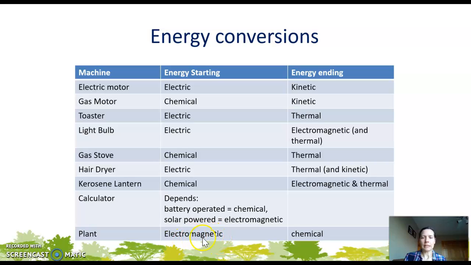Calculator is kind of a different sort of answer, depending on what kind of calculator it has. Plants start with light and end in chemical. Any food is all chemical. So that's our last example. So you should have all your notes. If you don't, go back, rewind, and get the notes you need.